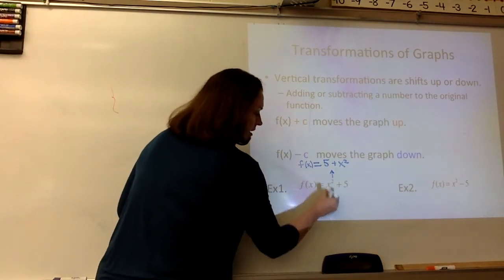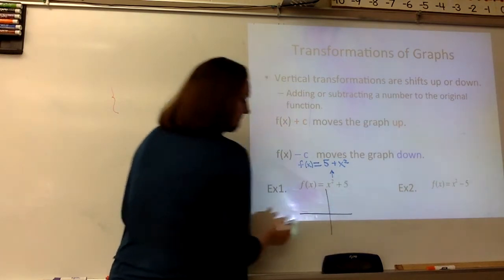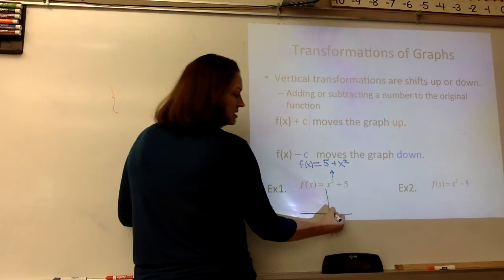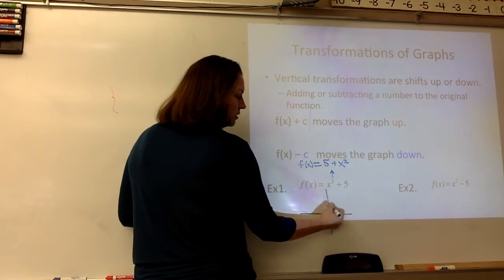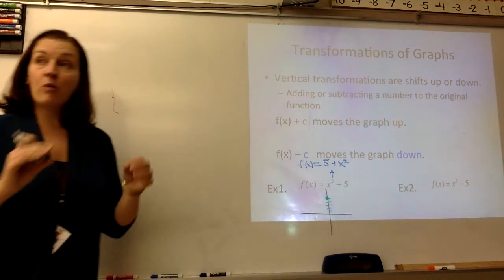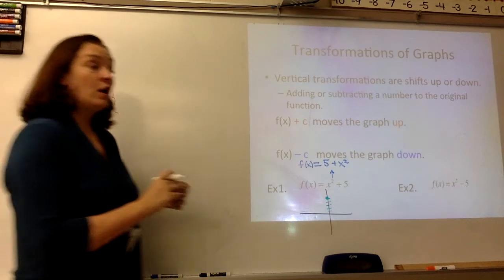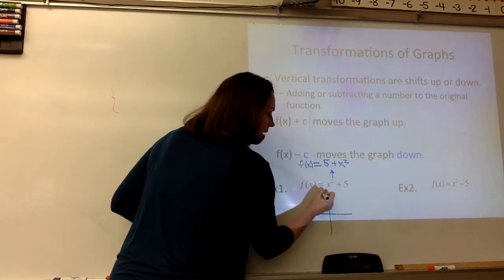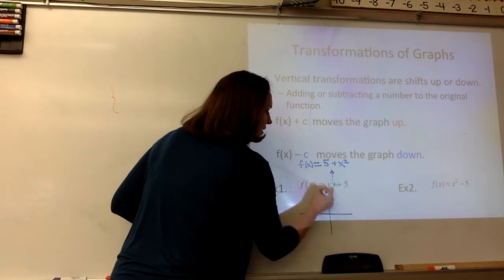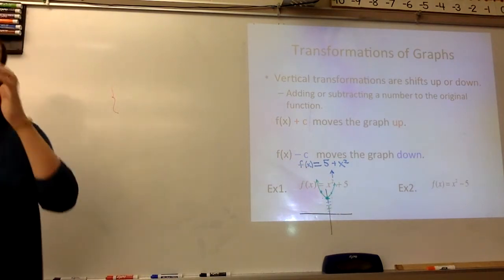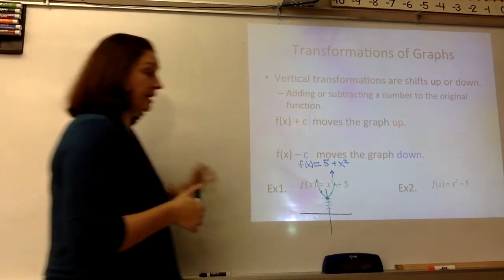Take a look. Here's my xy axis. Plus 5 from my x squared means I'm going to move up 1, 2, 3, 4, 5, and I'm going to make my new vertex. From that point, pretend like it's the origin, you're going to count right 1, up 1, left 1, up 1, and draw your curve, and you are done. That's it. That's what we mean by shifting transformations in the plane.